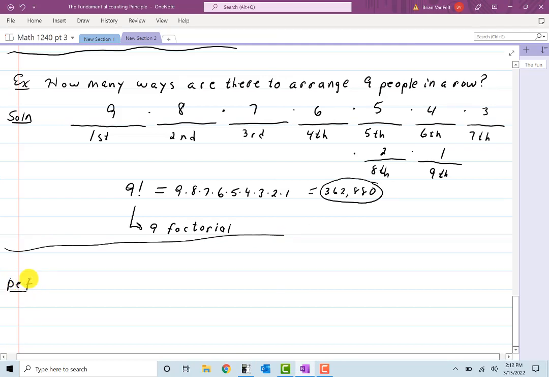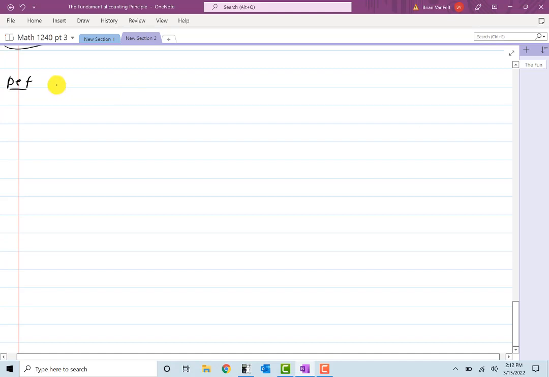So as a definition, n is a whole number. Then n factorial will equal n times n minus 1 times n minus 2 times 3 times 2 times 1. And we also define 0 factorial to equal 1.